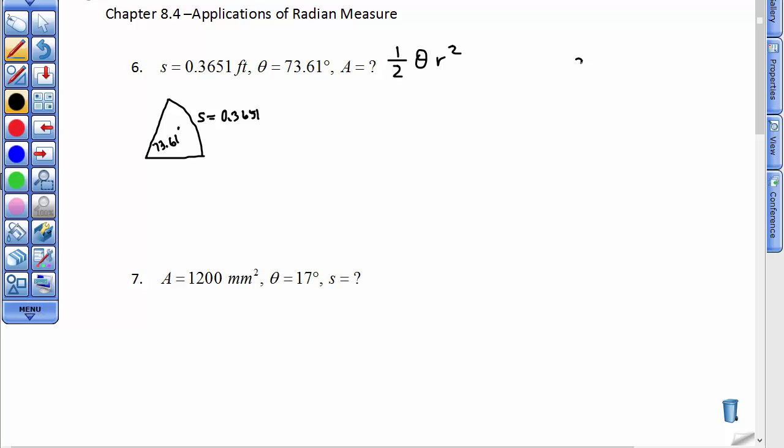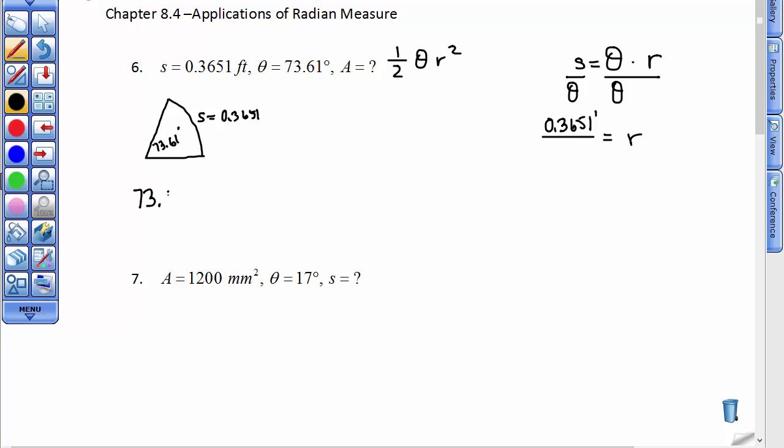I'm going to take the formula S equals theta times the radius, and I'm going to solve that for r by dividing both sides by theta. So what we're going to do first in order to find the radius is to take the arc length in this picture of 0.3651 feet and divide that by theta, but theta's got to be in radians. Oh my. So I'm going to do it right over here.